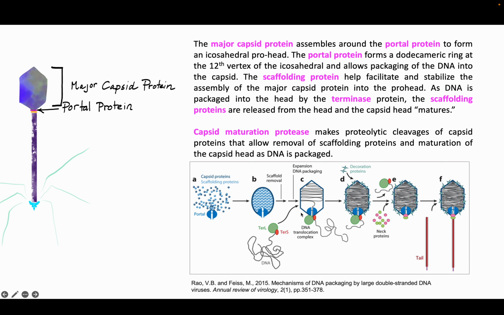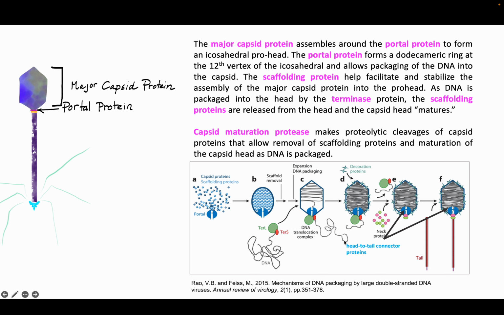And during that maturation process, there's another protein called the capsid maturation protease. And this protease means that it can cleave proteins. And that's what it does. It's going to make little clips and cleaves of proteins in the prohead that essentially remove the scaffolding proteins, allow the major capsid protein to take its final form, and allow the DNA to be packaged inside the head.